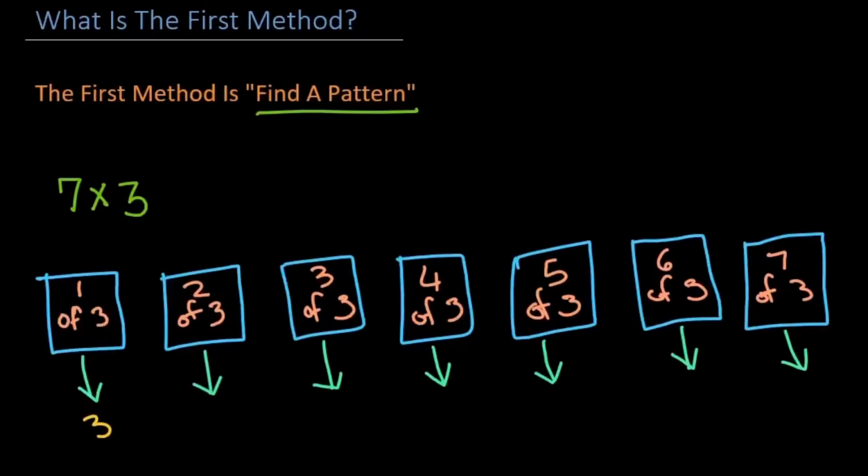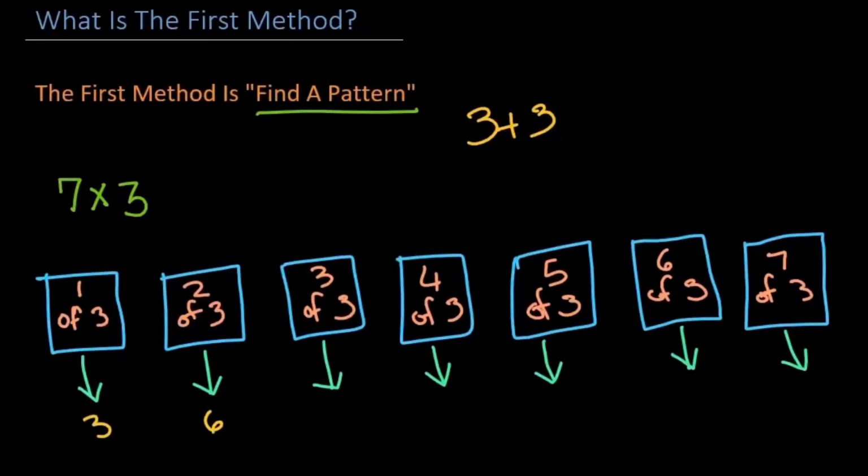2 groups of 3 is equal to 6. And that is because we have 3 plus 3. We have 2 groups of 3. 2 groups of 3 is equal to 6. 3 plus 3 is equal to 6, so that is 6.